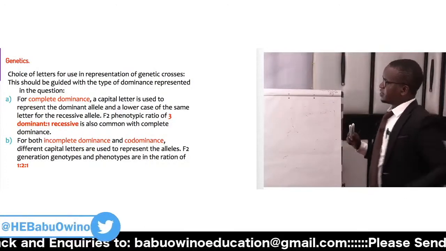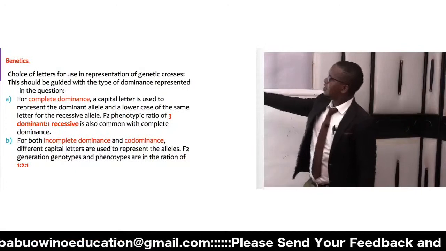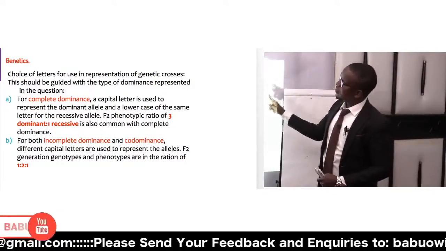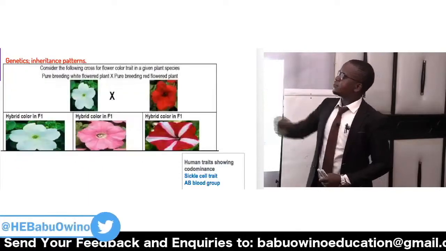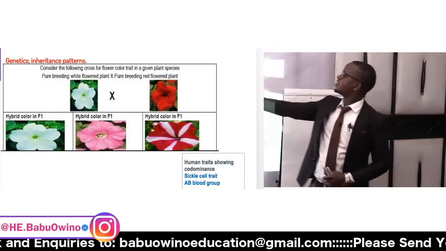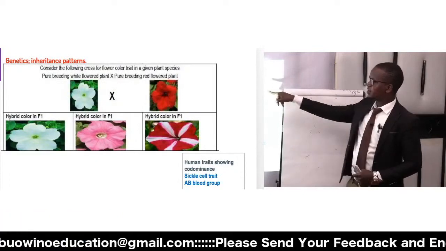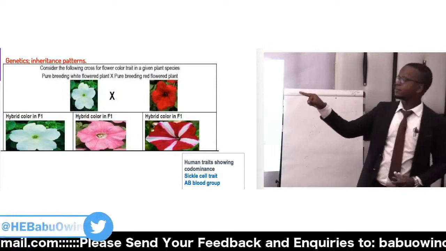Let us try to imagine a scenario. If you cross a pure breed red flowered plant and a pure breed white flowered plant, and you find that all the offspring produce white flowered plants, this will indicate that the gene for white flower is totally dominant over the gene for red flower, and therefore there is a case of complete dominance.